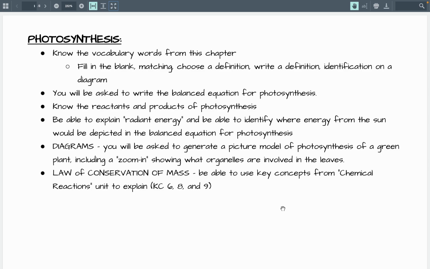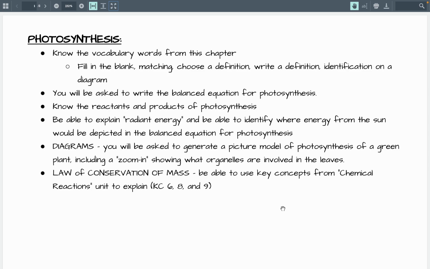You're going to be asked to write the balanced equation for photosynthesis. Please make sure you are familiar with that to the point where you can write that by yourself. Know the reactants and the products of photosynthesis. Know what are not the reactants and what are not the products of photosynthesis. Be able to explain what radiant energy is. There's a definition of that, and that should be in your photosynthesis vocabulary terms. And be able to identify where energy from the sun would be depicted in the balanced equation for photosynthesis.